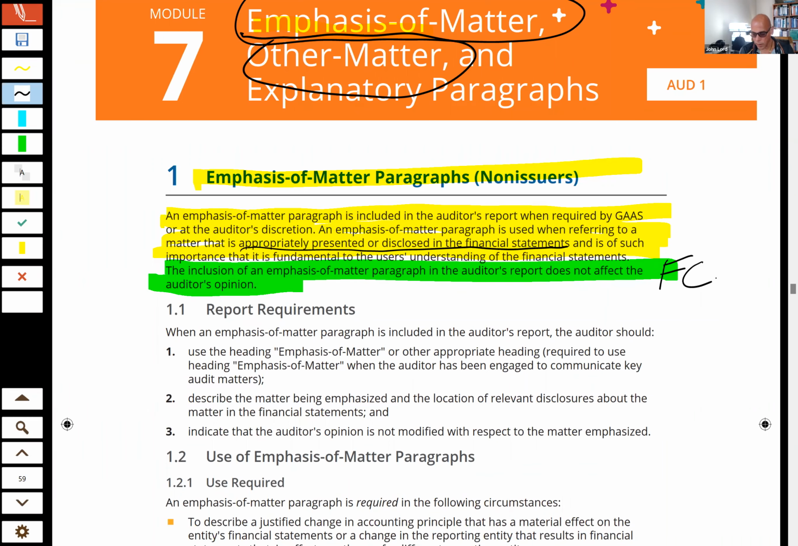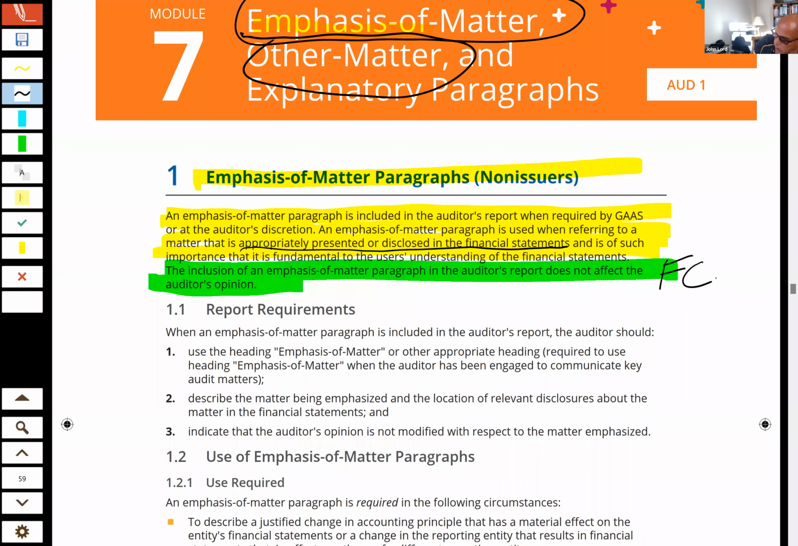Now, you flashcard that, and then it makes you think, oh, so the minute we see an emphasis of matter, that means the opinion is not qualified. No, it does not mean that. We could qualify and also have to call out an emphasis of matter. What we're saying here with what I've actually flashcarded is the inclusion of the emphasis of matter does not automatically result in the opinion being qualified.